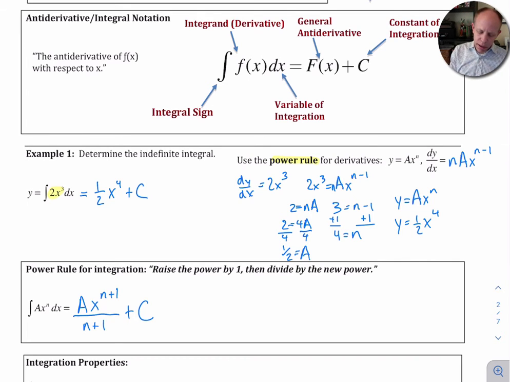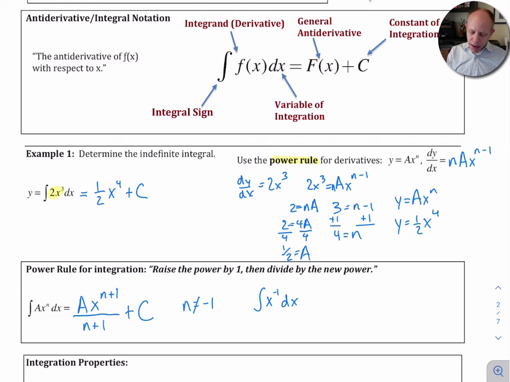Now there is one note here: n cannot equal, well, what would make the denominator 0? Ooh, a -1. So this works for every power except when n is -1. So in that case, look what happens. We would have something like this, and the power rule doesn't work here because we get divided by 0.